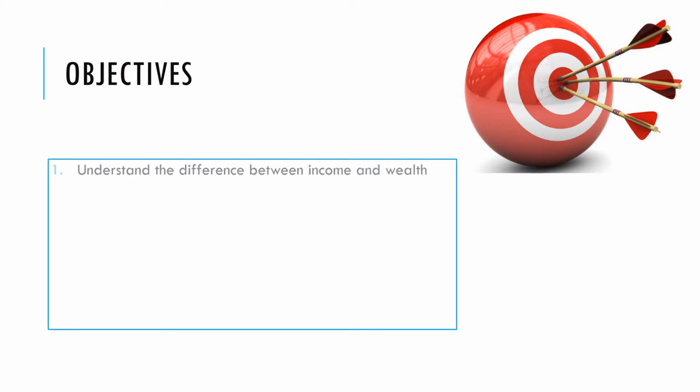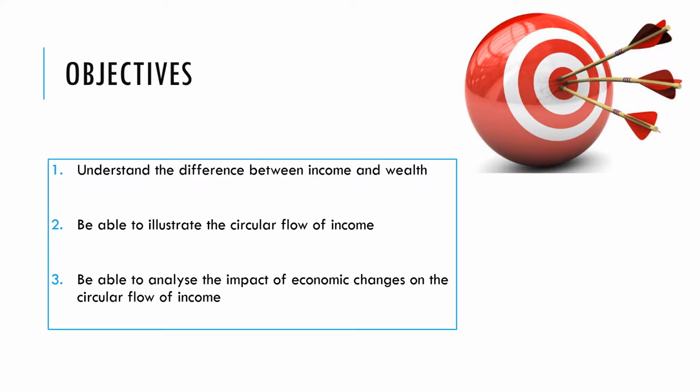In order to do that, we're going to look at three things: the difference between income and wealth, the circular flow of income model, and then we're going to look at using this model to analyze the impact of changes in the economy on the size of the economy.